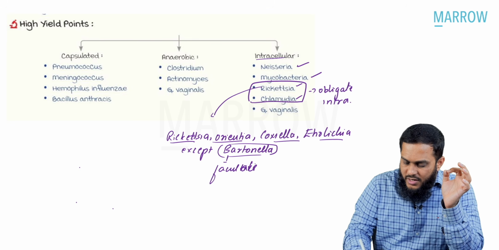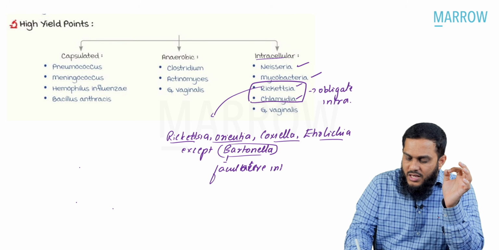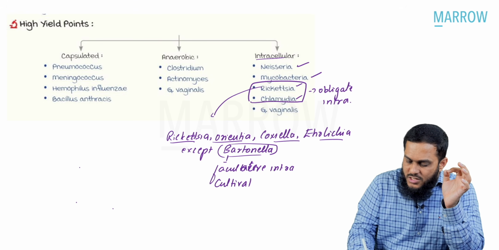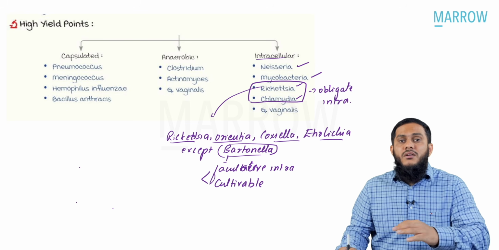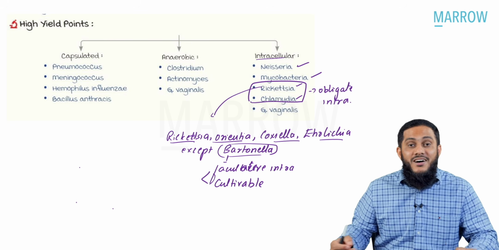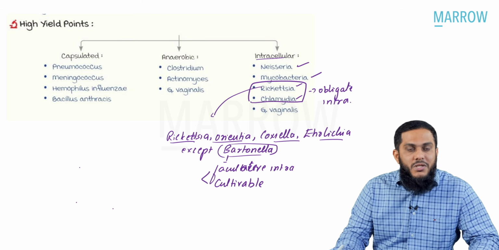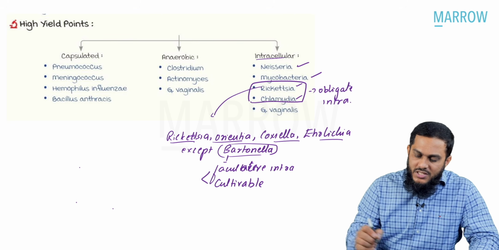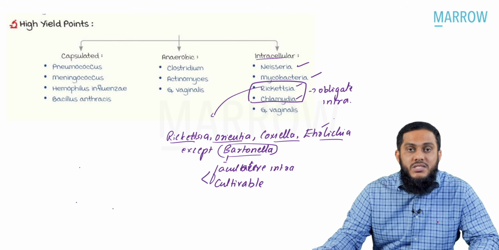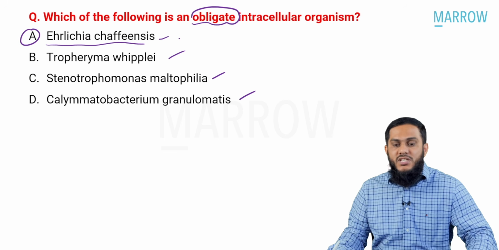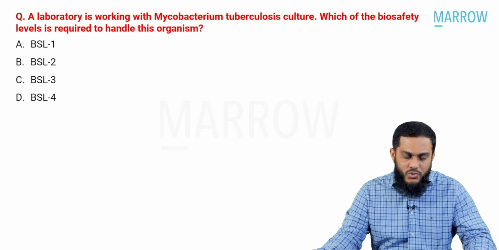Facultative intracellular, and Bartonella is cultivable. That's how Bartonella differs from other Rickettsiae. Other Rickettsiae are obligate intracellular and non-cultivable. With this, we have understood Ehrlichia is obligate intracellular. So here the answer is Ehrlichia chaffeensis, which is obligate intracellular. Moving on to the next question.